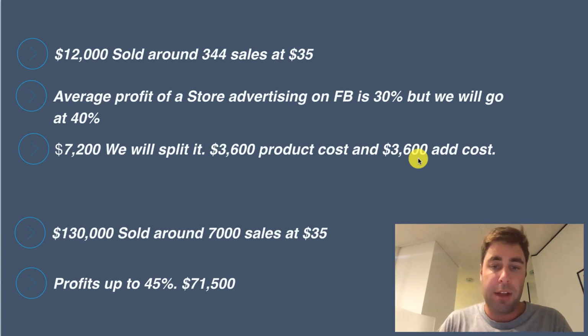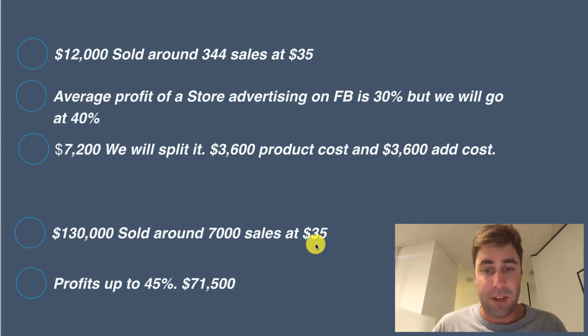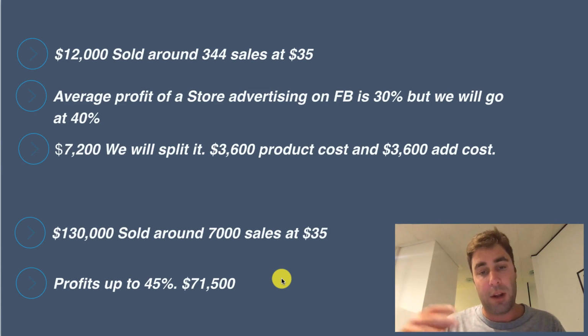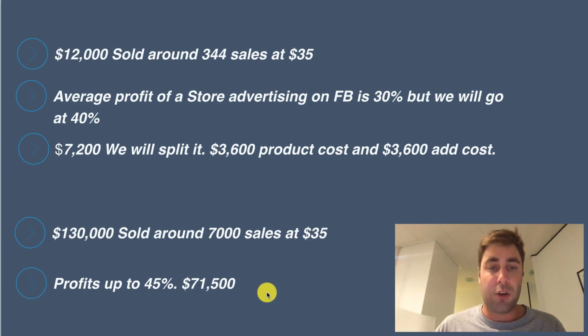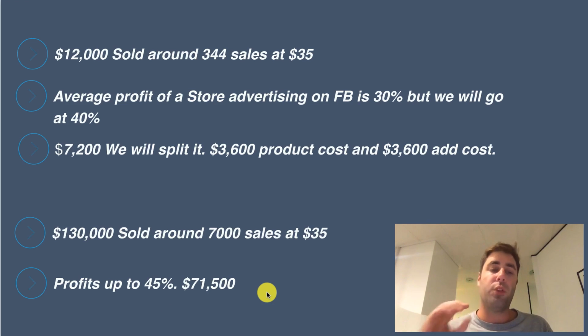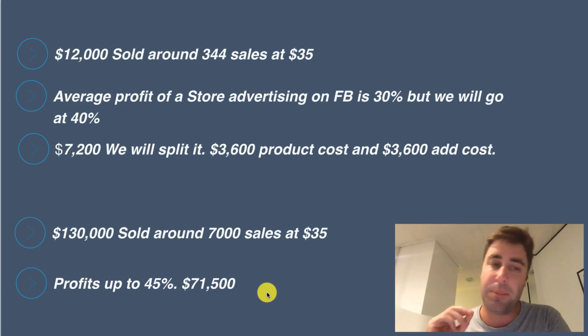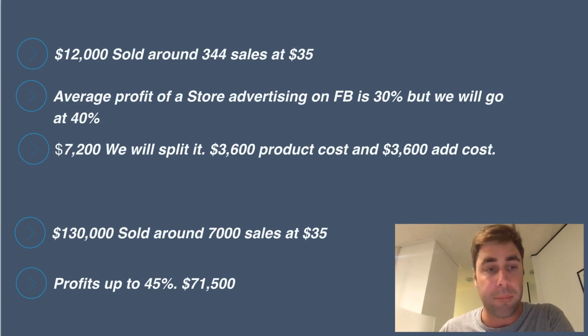So it's completely different. And then let's say at 130,000 sold, around 7,000 sales at $35 average. Profits about 45% because they say they've optimized a bit more, they've gone up a little bit more. They're putting in 71 grand into the advertising cost and product cost, right? 71 grand. So it's a whole different ball game, guys. It's for the big ballers. It's for the ones that are prepared to smash that money in there.